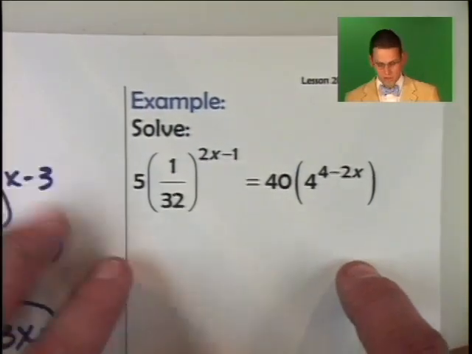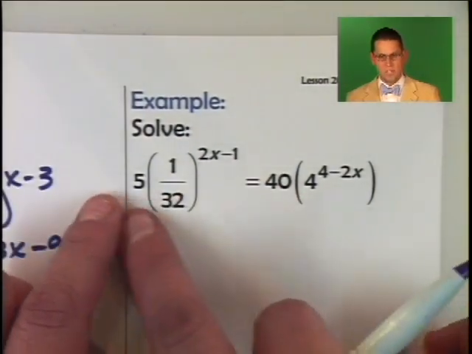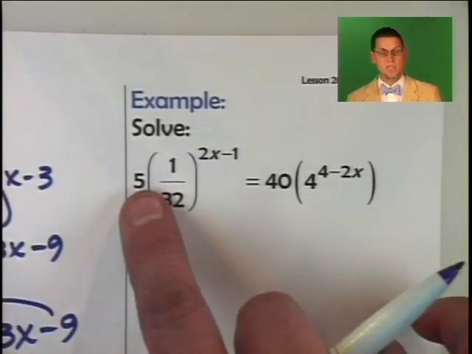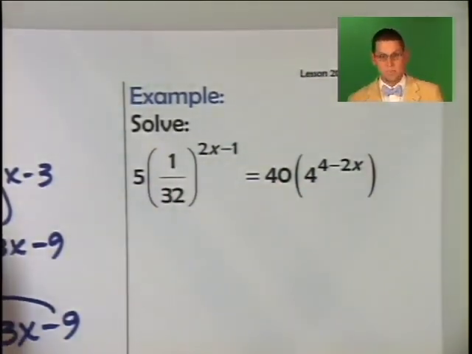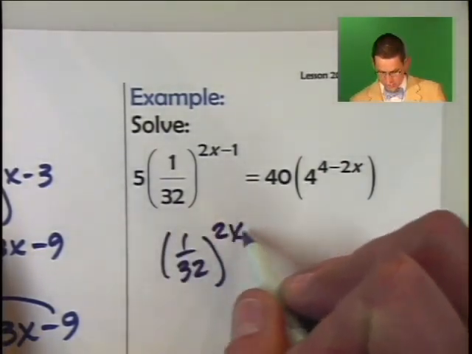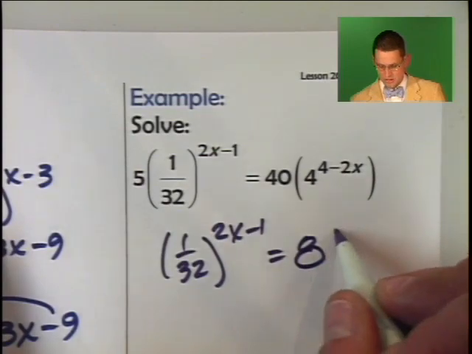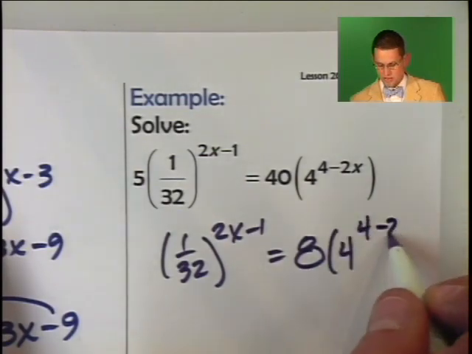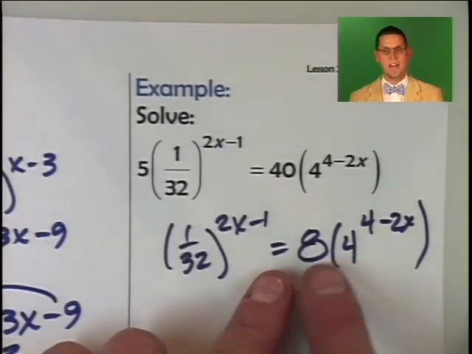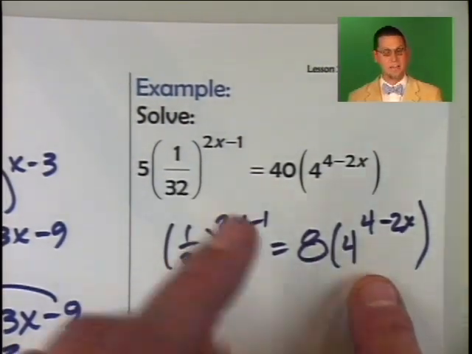But if you look really carefully here, 40 is divisible by 5. So that might be a nice thing that we can do to at least get rid of it from one side. So if you divide both sides by 5, you get 1 over 32 to the 2x minus 1 equals 8 times 4 to the 4 minus 2x. Now again, your case might seem hopeless because you still have on this side 8 times a base, and you can't isolate it in terms of a single base.